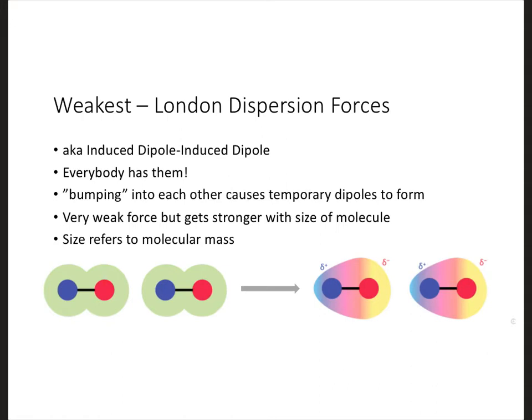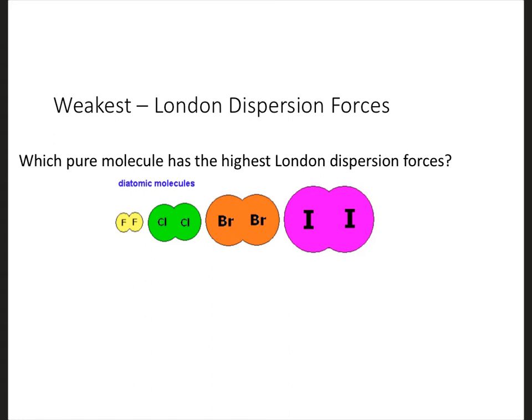Even though it's weak, it gets stronger as you have more surface area in contact between molecules. So as the size, the molecular mass, the molecular weight of a compound gets bigger, that attraction is going to grow. So which of these pure molecules has the highest London dispersion forces?